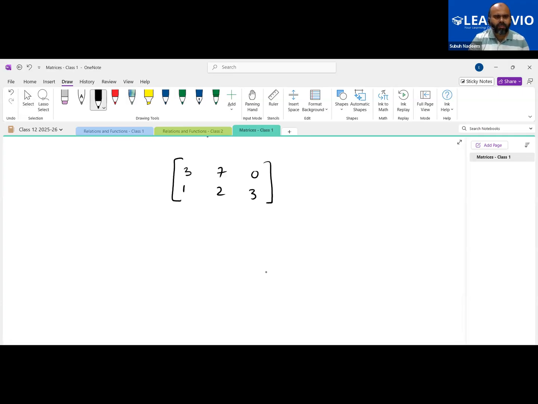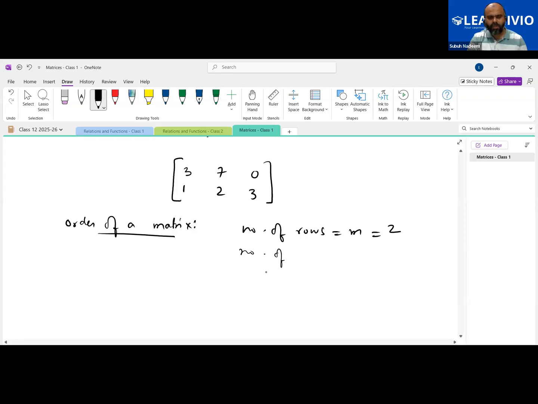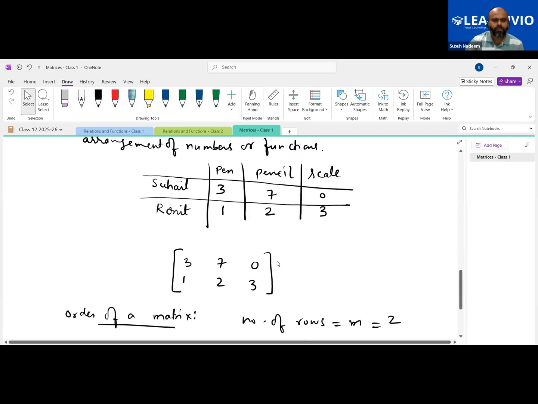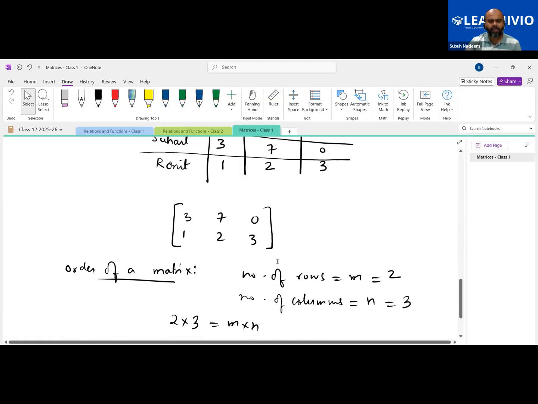Now here there is something called the order of a matrix. If you see this matrix, the number of rows, which we take as m, here is 2, and the number of columns, which we generally call n, here is 3. So the order of the matrix is 2 cross 3, which we call m cross n, number of rows into number of columns. So we write it like this.